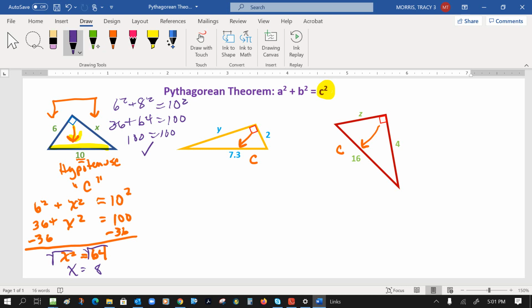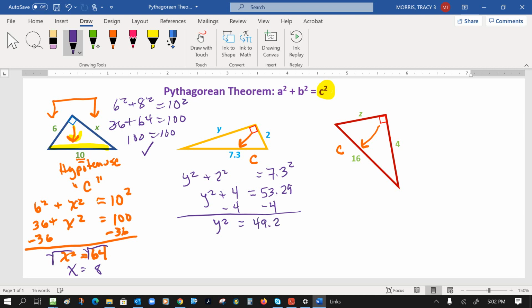We can say our C is 7.3. We're going to square it. y squared plus 2 squared. Okay, so when we square 7.3, we get 53.29. 2 squared is 4. There's our y squared. Let's move our 4 to the other side, and we get y squared equals 49.29.